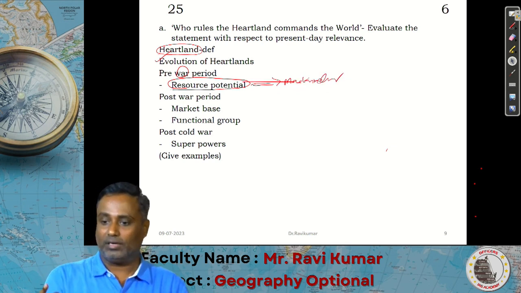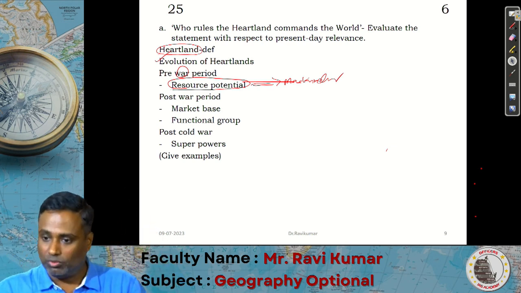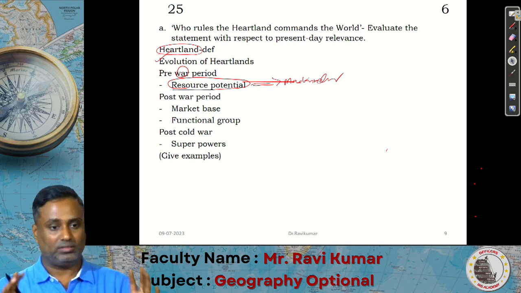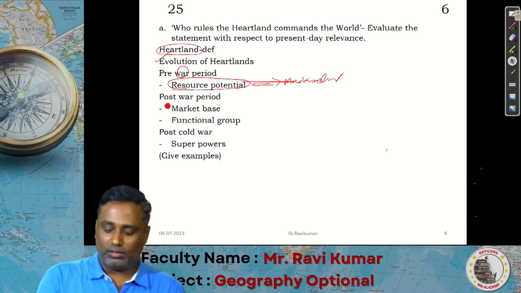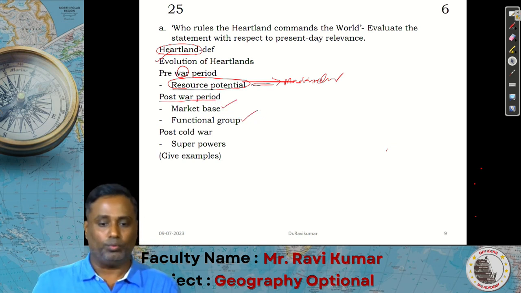Because he is giving ideas based on the strategic location. Why the strategy? Because he is having more resource. If we rule that world, we can rule the heartland, we can rule the world. That's his ideology. But after the World War, the entire ideology is changed. It's a market based and functional group.